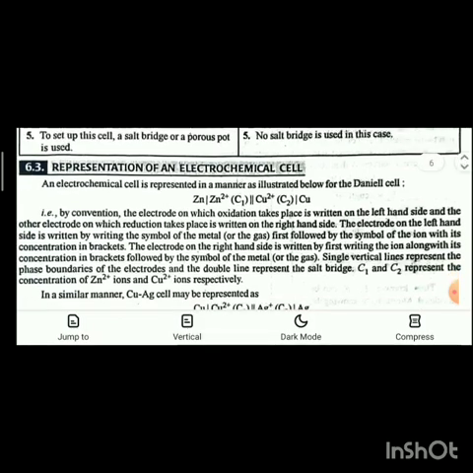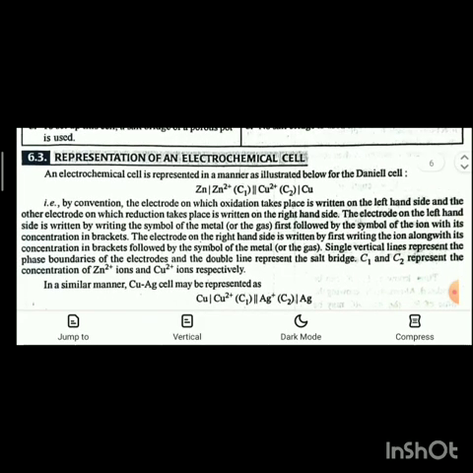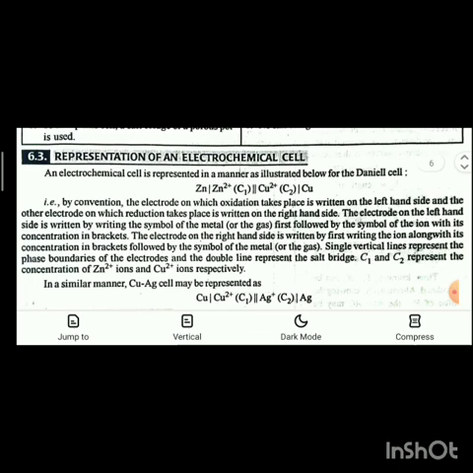By convention, the electrode on which oxidation takes place is written on the left hand side, and where reduction takes place is written on the right hand side. The electrode on the left hand side is written by writing the symbol of the metal or the gas first, followed by the symbol of the ion with its concentration in brackets. The electrode on the right hand side is written by first writing the ion along with its concentration in brackets, followed by the symbol of the metal or the gas.